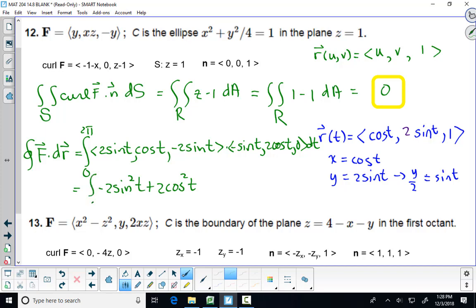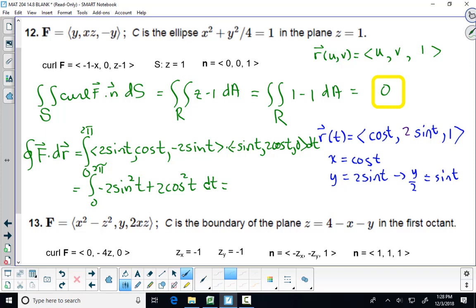That's integrated from 0 to 2 pi. I thought you said pi. 2 pi, because it's a full ellipse. So 0 to 2 pi will take us all the way around. And there should be a dt here. And what do we get when we integrate that?